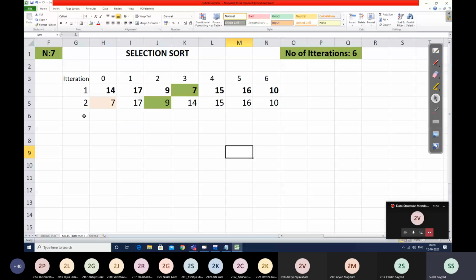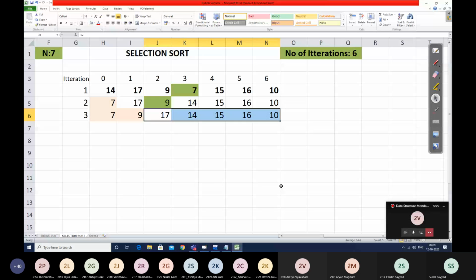So 9 also has reached its appropriate position now. So we don't need to consider this 9 also in the next iteration. So in the third iteration now, I'll be remaining with only 5 numbers, that is 17, 14, 15, 16 and 10. Are you getting this, students? Now, what is the smallest number that will be picked? 10. Correct. Then now what swap will happen, my dear students? Can anyone tell me?